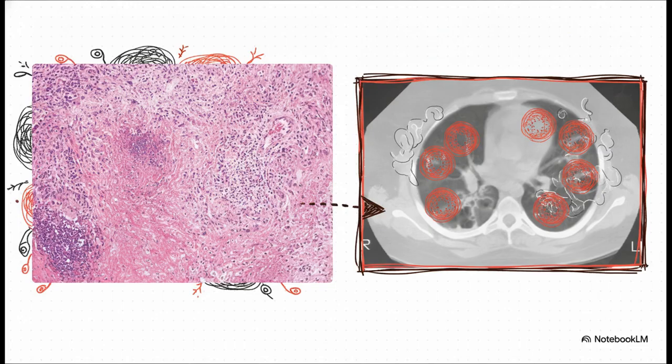And clinically, that cellular pathology translates into what we see on this CT scan: multiple bilateral cavitary infiltrates in the lungs. It's a really striking visual correlation between microscopic damage and macroscopic organ failure.